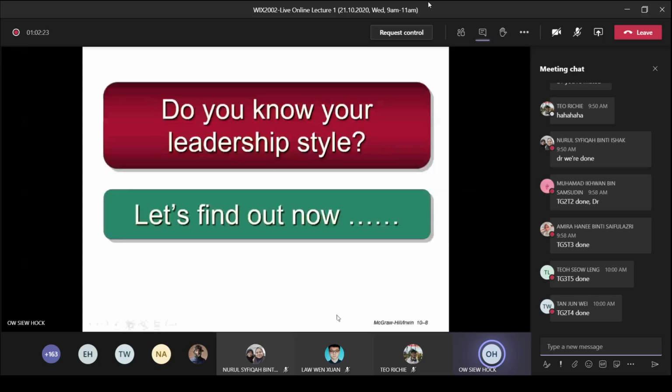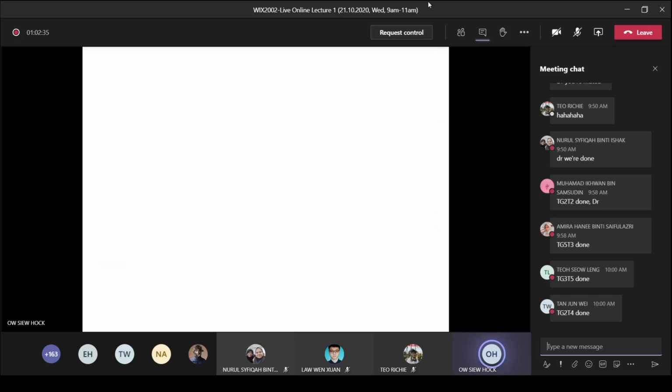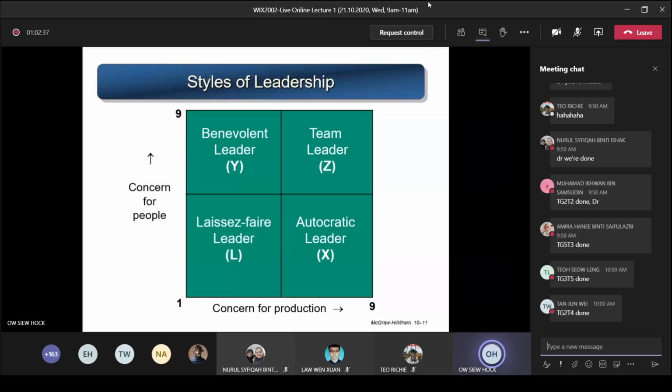So now you have done the leadership assessment form and you know your task-oriented and people-oriented score, and you plotted the line and you know where you are, right? Now, basically, you can see there are styles of leadership. You can classify into a concern for people plotted against the concern for production, which is the task done. So you can have 4 quadrants.